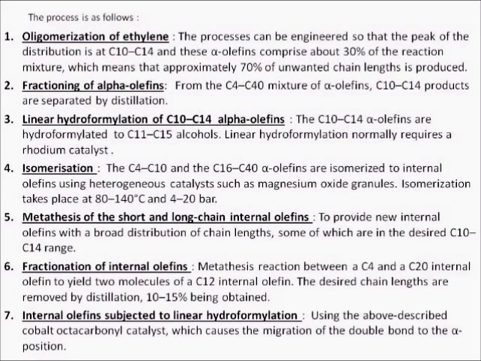The major steps involved in SHOP are: initial formation of C10 to C14 fractions, separation from the rest of the mixture by distillation, linear hydroformylation of C10 to C14 alcohols to C11 to C15 alcohols over rhodium catalyst, heterogeneous oligomerization of C4 to C10 and C16 to C40 alpha olefins, obtaining 10 to 15% of desired chain length by metathesis and fractional distillation, and use of cobalt catalyst to hydroformylize internal alpha olefins.